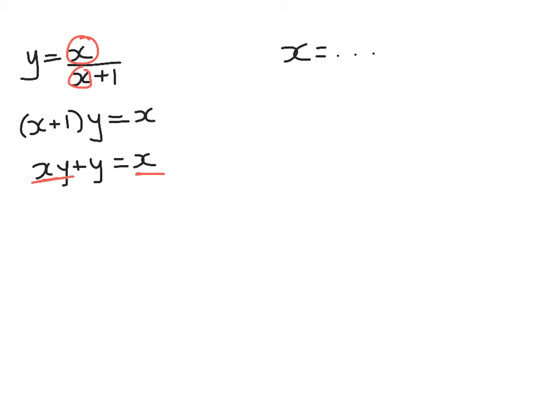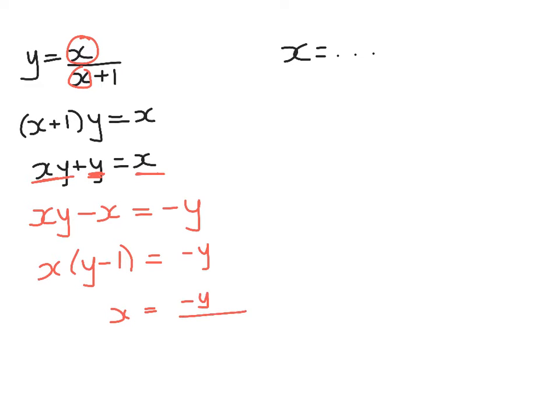Remember that we're trying to collect up everything with x's. So it's going to be xy minus x. And then we don't want to have this y here, so that's going to be subtracted from both sides and give me negative y. Factorising on the left-hand side, I get x times (y minus 1) is equal to negative y. So x equals negative y over (y minus 1). And again, multiplying numerator and denominator by negative 1, my final answer will be x equals y over (1 minus y).